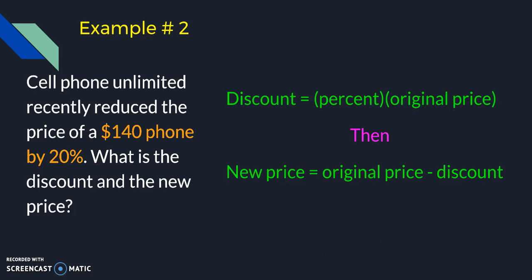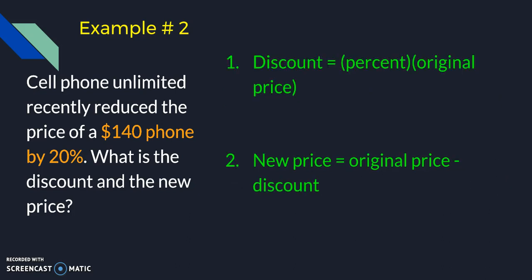In order to find the discount, you're going to multiply the percent by the original price, and you have to do that first. Then in order to find the new price, you'll take the original price, which is $140, and you'll subtract the discount that you found in the previous problem. Here's how it will look.